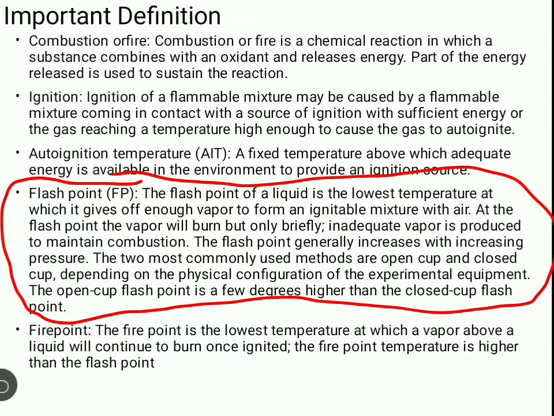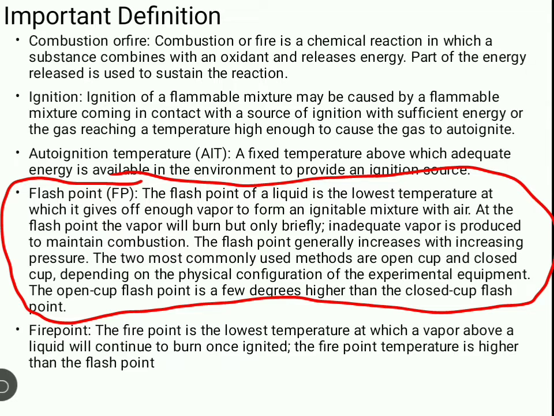Flash point is also given in the MSDS of a chemical. MSDS is the material safety data sheet. Now, what is the property of flash point? Flash point generally increases with increasing pressure. How do we determine it? There are two methods available, the open cup and the closed cup method, for finding the flash point of the chemical.